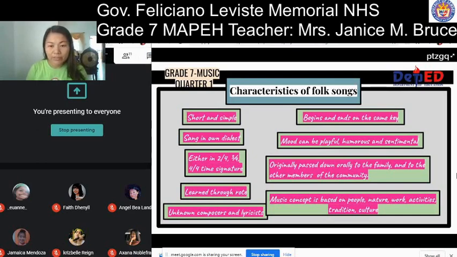Next is originally passed down orally to the family and to the other members of the community. I guess it's very basic. Okay. And the last one. Okay, next one is music concept is based on people, nature, work activities, tradition, and culture. Okay, who can answer this one? Who can elaborate on this one?